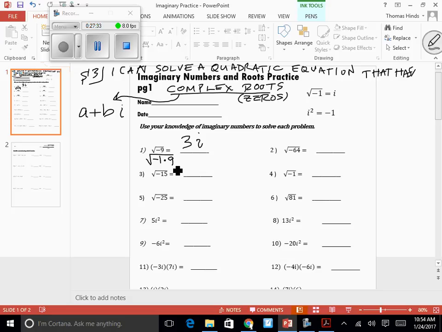Anybody know what the square root of 15 is without a calculator? There is no square root of 15 that's a whole number. And so, the rule will be this. If you get a square root where the number inside isn't one of your perfect squares, 25, 36, 49, what you will do is leave that number inside the radical, and then that -1 still always comes out as the letter I.